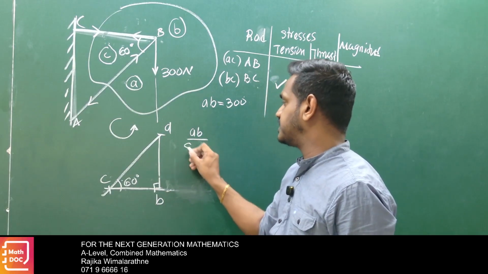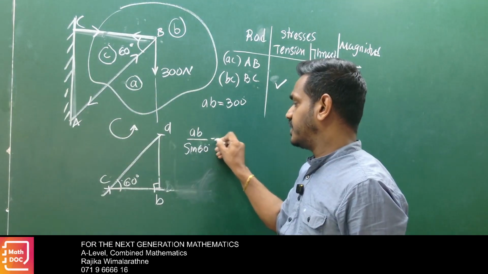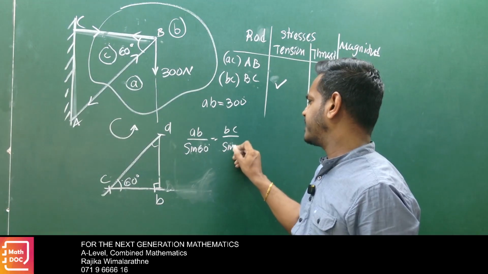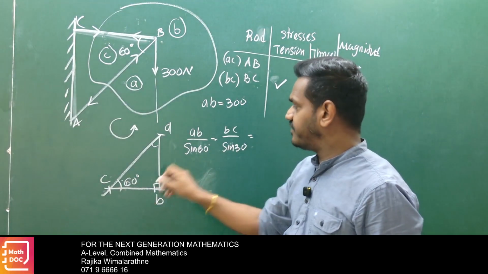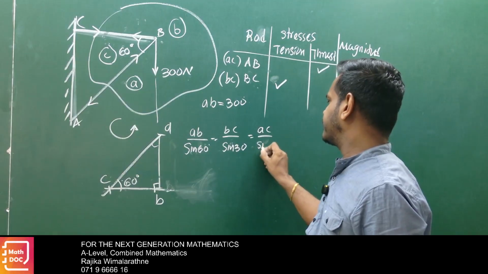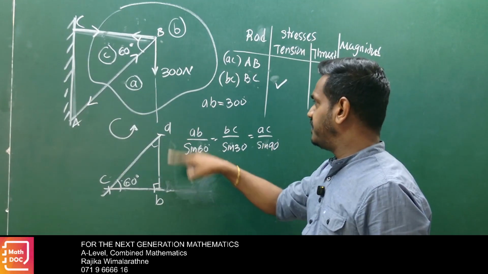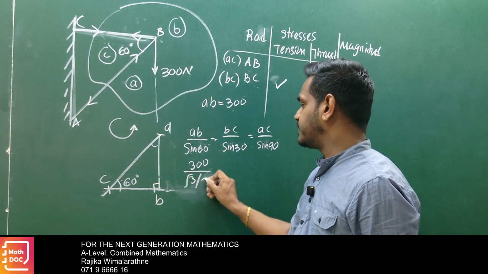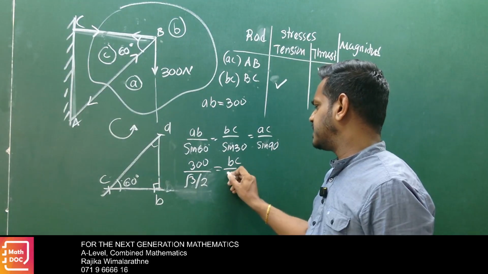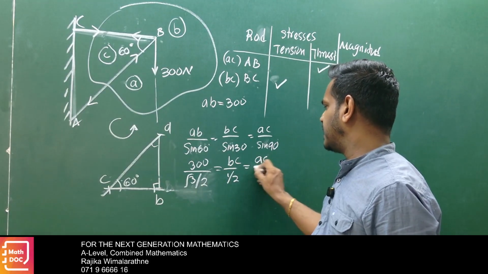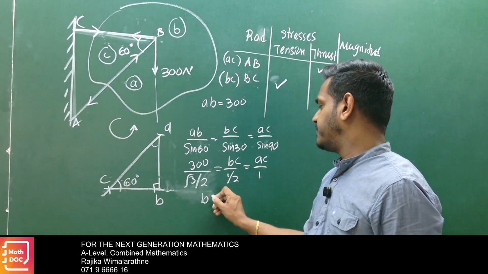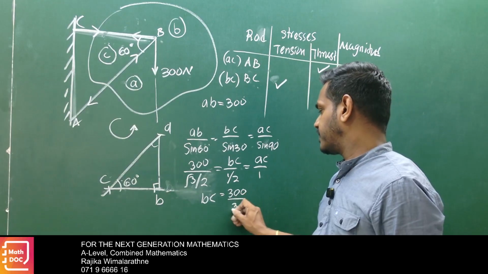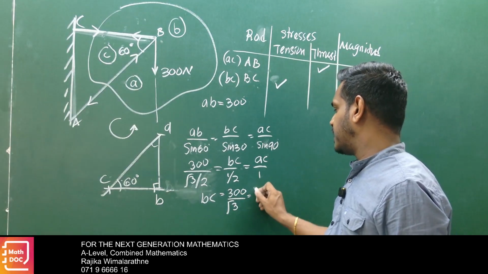AB divided by sine 60, BC divided by sine 30, AC divided by sine 90. Then AB is 300, sine 60 is root 3 over 2, BC with sine 30 is half, AC with sine 90 is 1. Then you find BC equals 300 over root 3. We can simplify this: 100 root 3, no?